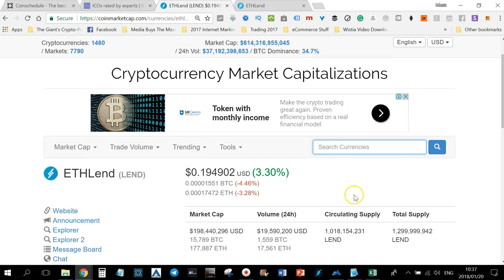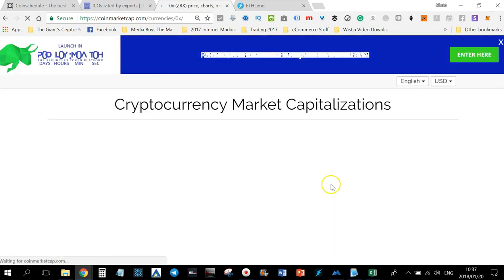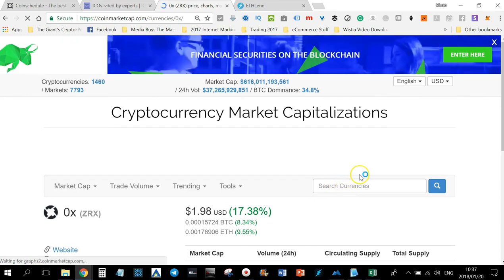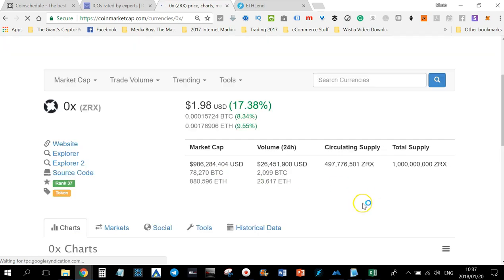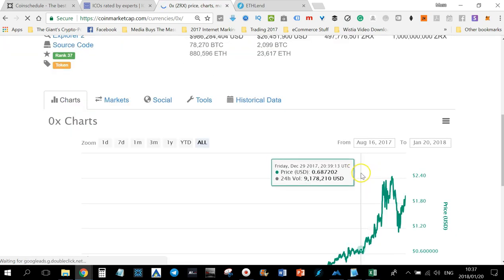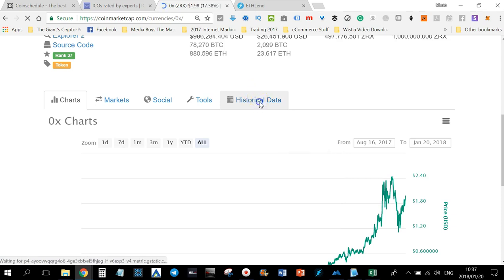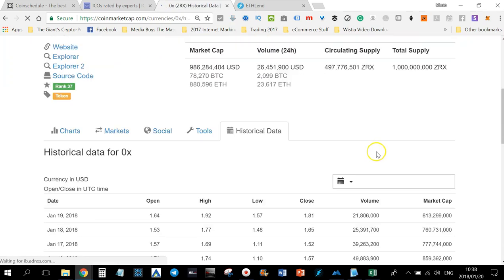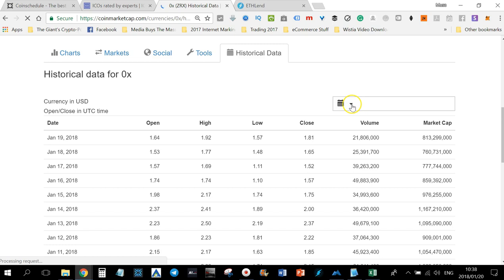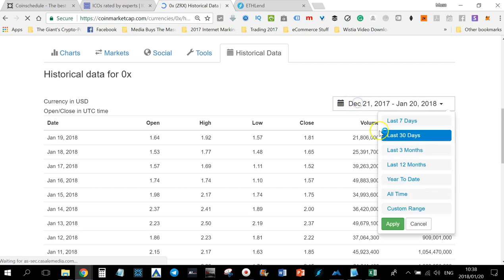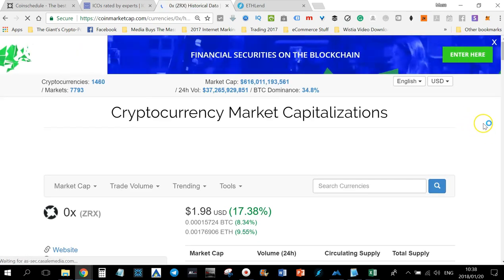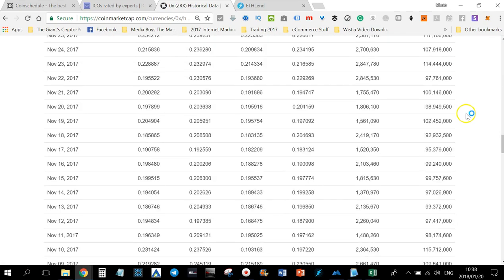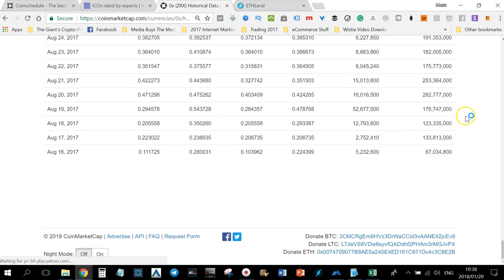Let me just take a look again at 0x. Let me just show you 0x again, because 0x, as I indicated, this is one of my favorites. So right now it's over $1. It's approaching $2. But let's see where it was before it got there. So where are we going to go again? We're going to historic data, and we're going to scroll down and click on the calendar. And we're going to go all the way all time, and we want to see exactly how much it was when it was first listed here after its ICO.